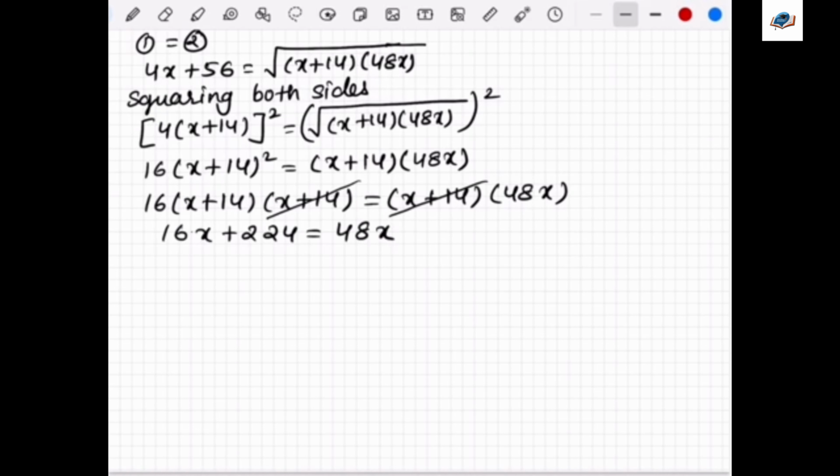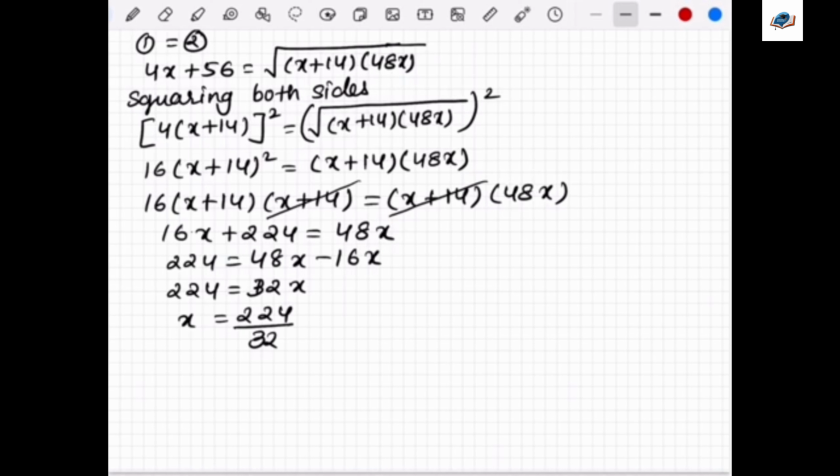So therefore AB will be x plus 8. So that will be 7 plus 8, that is 15 centimeter. And AC equal to x plus 6, which is equal to 7 plus 6, so 13 centimeter. So I got both the sides which were asked.